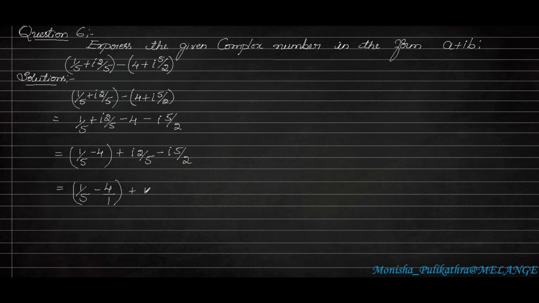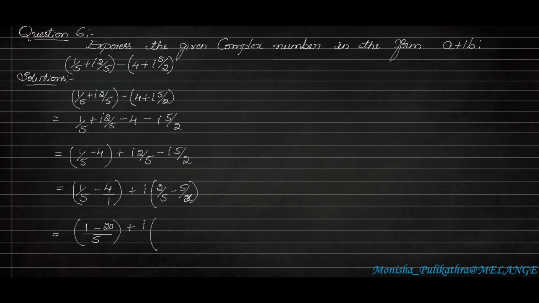So 1/5 minus 4/1, plus here i is common, so I'll be taking it out. Remaining is 2/5 minus 5/2. So here the LCM is 5. So 5 ones are 5, 1 into 1 is 1, minus 1 5s are 5, 5 into 4 is 20. Okay, so plus i you have to write as it is.